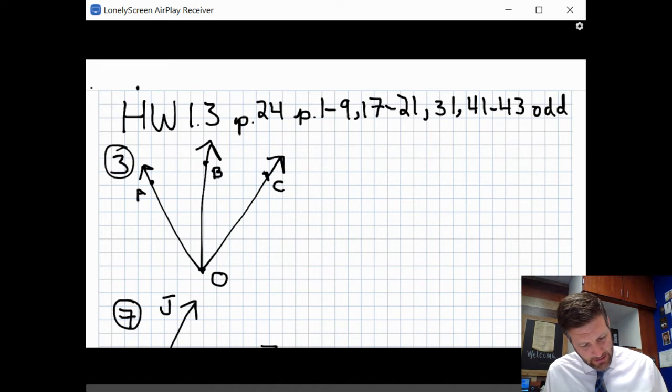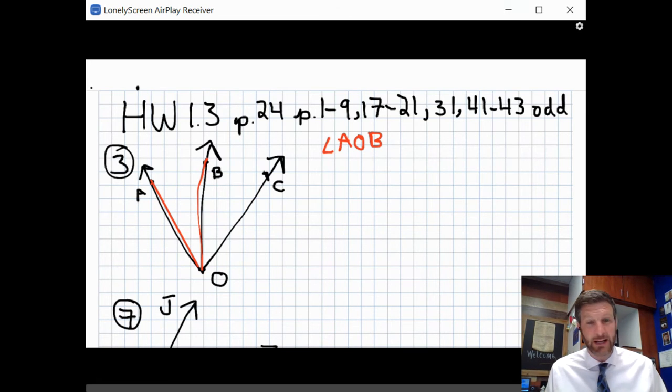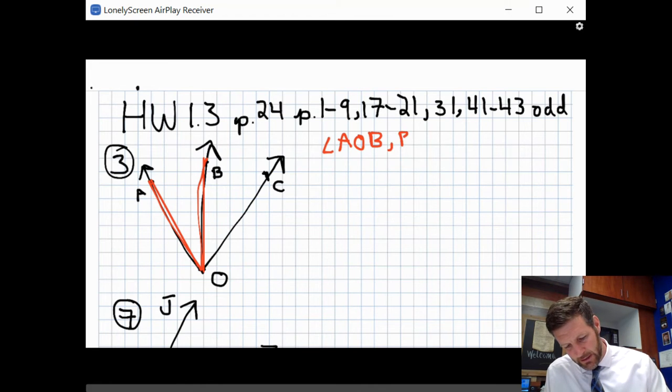So first, I can see that I have this angle here, from here to here. And the way you would name that is the 3 letters that my pen just connected. So let's do it again. A, O, B. So that would be known as angle AOB, with the vertex or the middle letter needing to be in the middle. Because I can also name it just as accurately BOA.